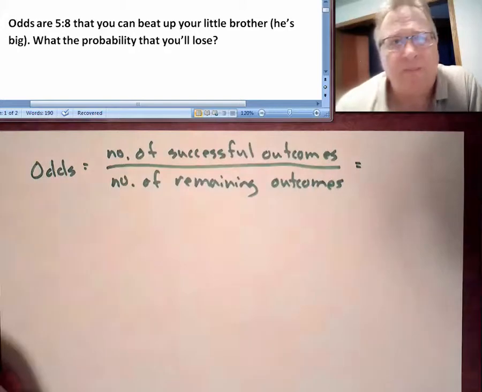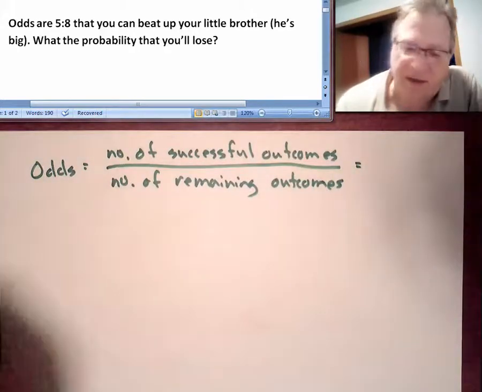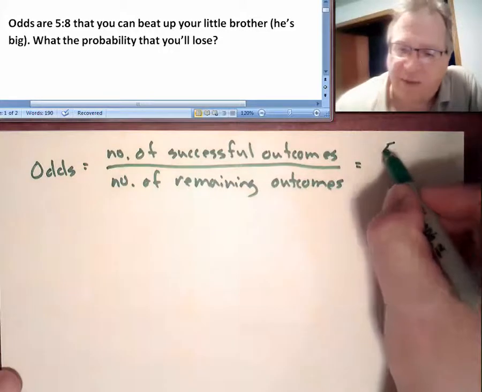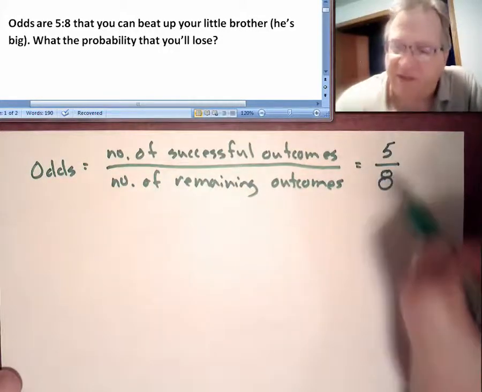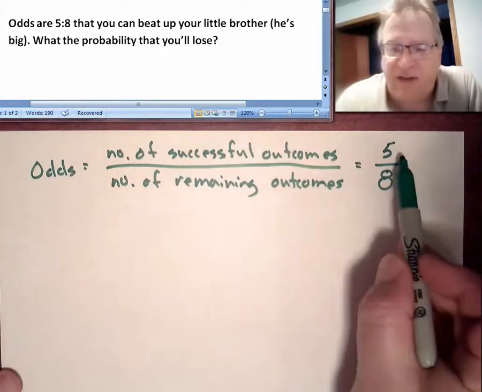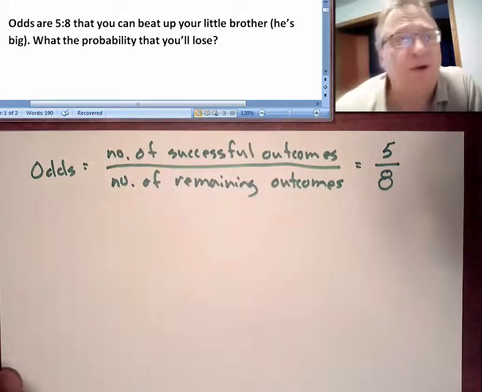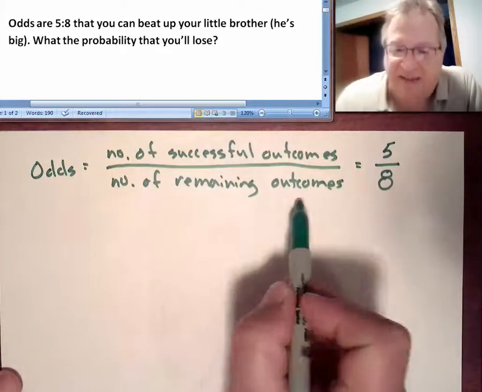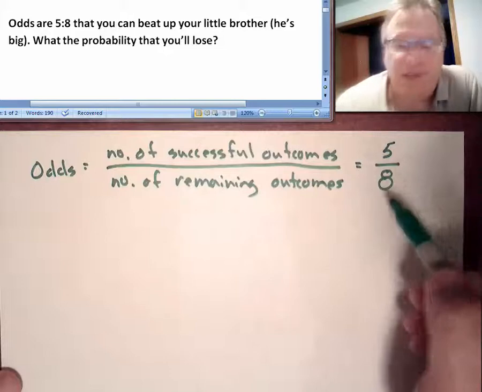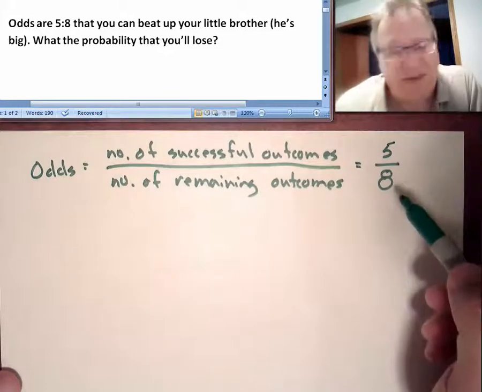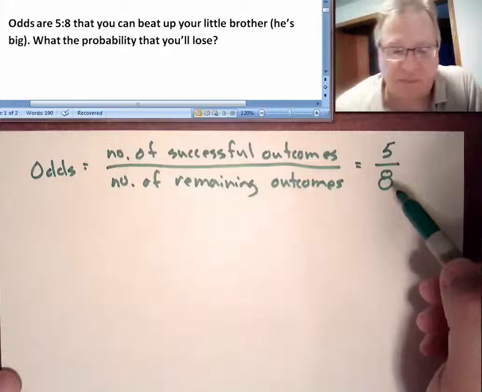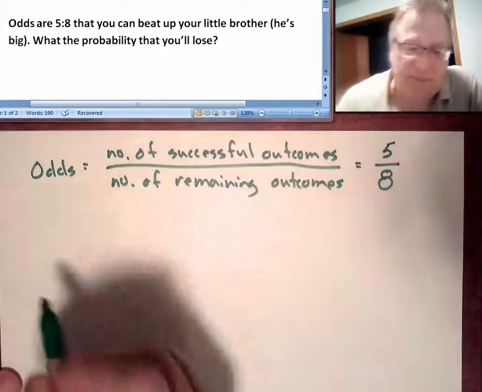Okay, so in our problem, we have odds of 5 to 8, but our definition of odds gives a fraction. Well, that's okay. Odds can be written either way. They can be written as a fraction. And so what that 5 to 8 means is that 5 times you're going to be successful. You're going to beat your little brother up. But 8 times he's going to beat you up. So of a total of, let's say, the first 13 times you wrestle, you're going to win 5 times and he's going to win 8 times. Now, how do we put that in terms of probability?